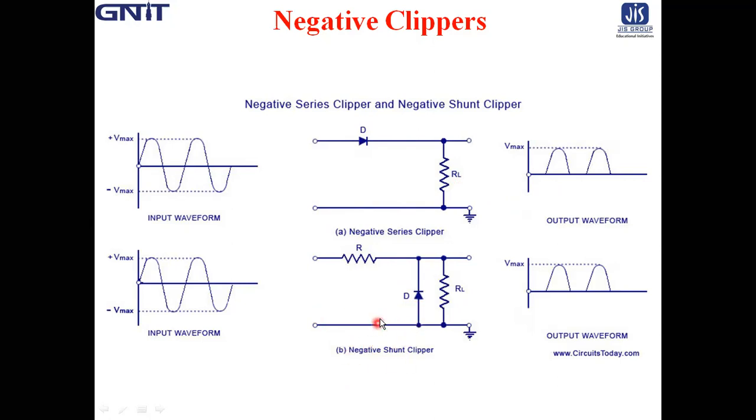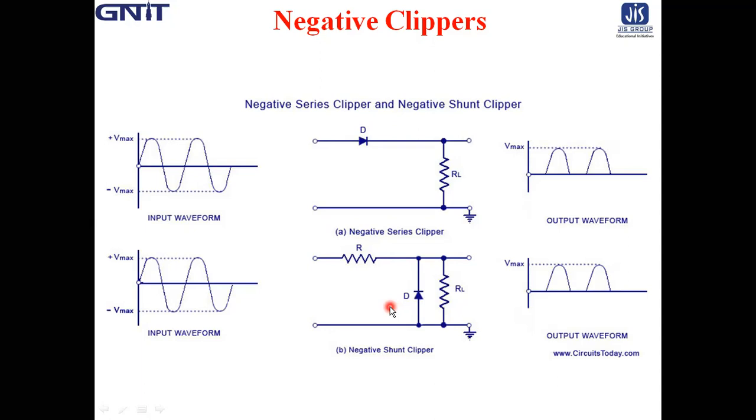Now let us move to the negative shunt clipper. In this figure, the diode D is connected as a shunt switch between the source and load, and the output voltage is taken across D. Compared to the circuit of the shunt positive clipper, the polarity of the diode is only reversed in the shunt negative clipper circuit. The circuit operation is similar to that of the shunt positive clipper.